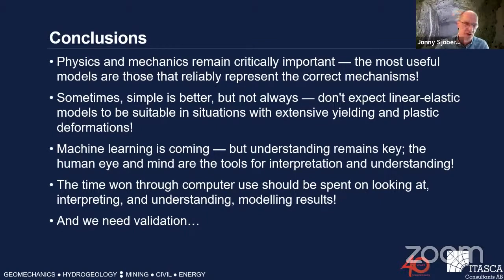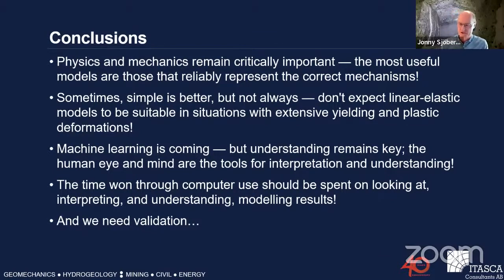I think machine learning can be very useful for helping repetitive tasks and increasing interpretation. But I think the human eye and mind are more important tools for interpretation. We need to understand what's going on. We need to be able to convey that to our clients, our students, the science community, and so on. But we can save time by using machine learning. And that time that you win through any computer use, we should use that to look more at the results, interpret them more, understanding them more, and spending more time in the field.